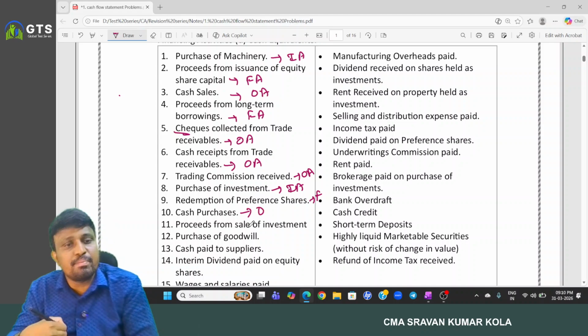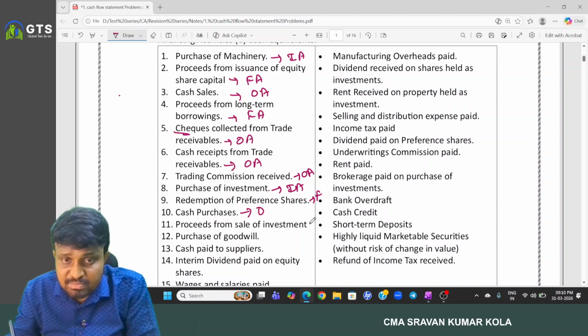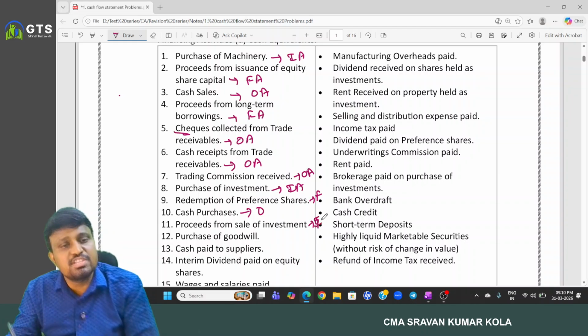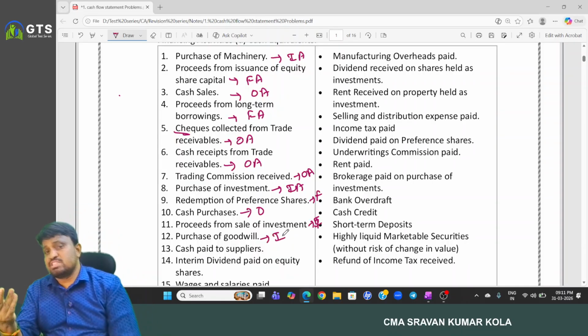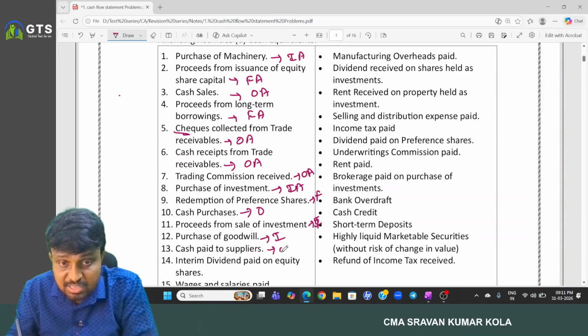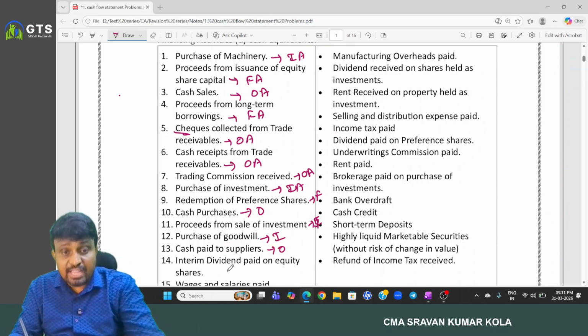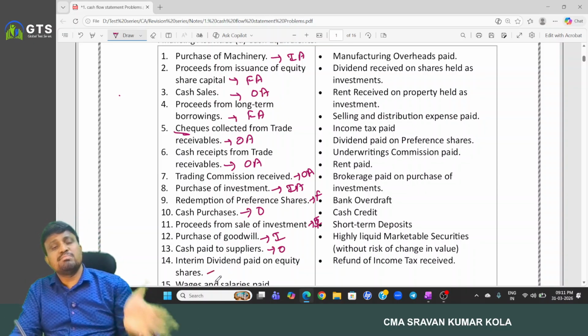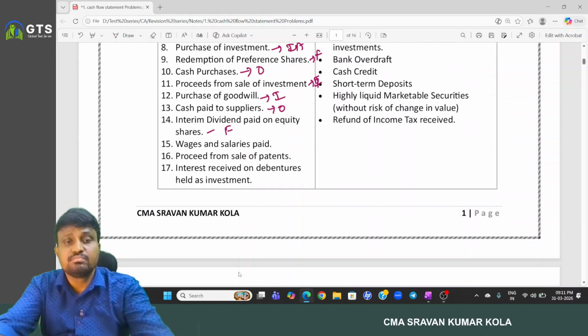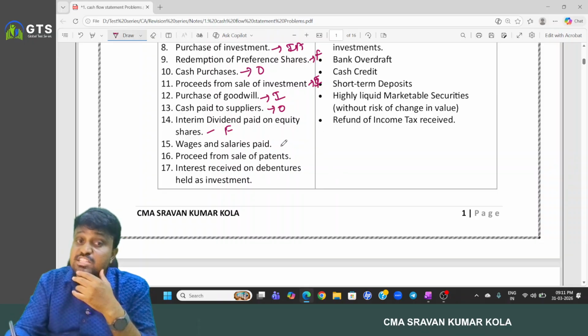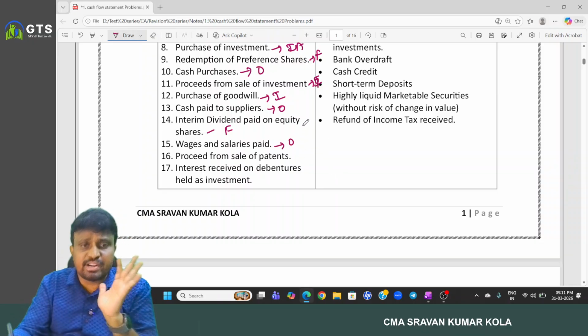Cash purchases is an operating activity. Proceeds from sale of investment is an investing activity. Purchase of goodwill: goodwill is an intangible asset, so it is an investing activity. Cash paid to the supplier is an operating activity. Whether it is an interim dividend or a final dividend, it is always a financing activity. And one more thing, wages or salaries paid is operating.